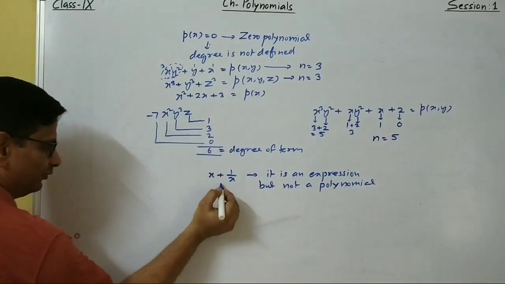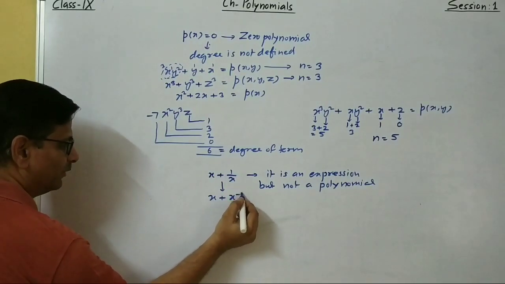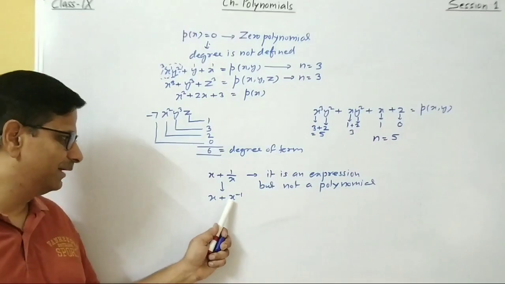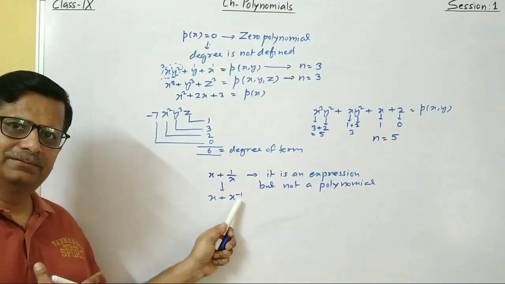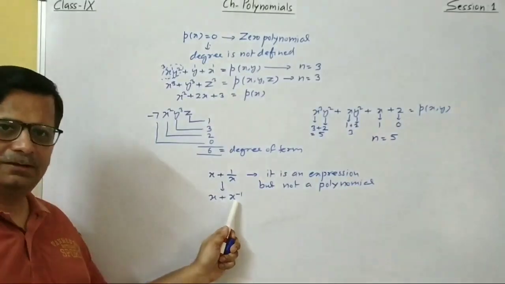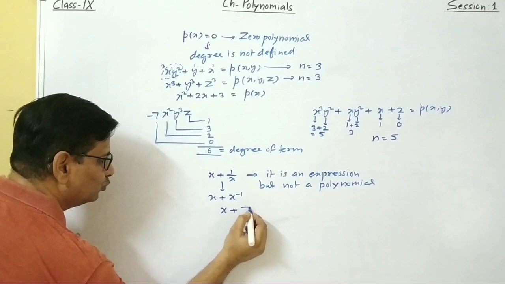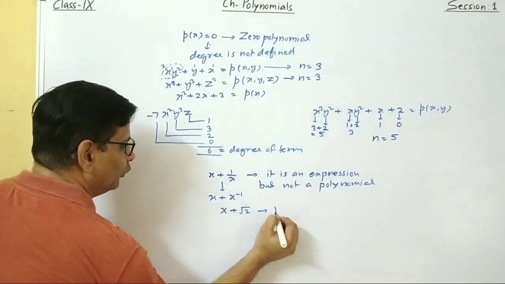Why is it so? Because here this means x plus x to the power minus 1. So here the power of the variable is a negative integer, not a whole number. So this is not a polynomial. But if we write it like x plus root 2, then it is a polynomial.